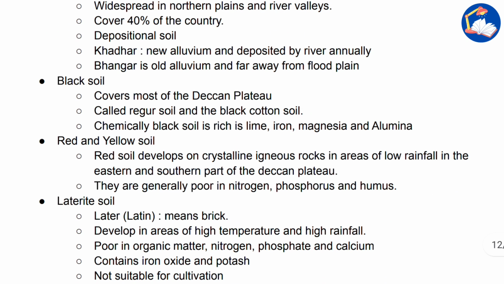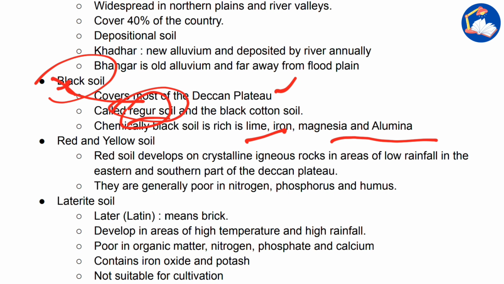Now we come to black soil. It covers mainly the Gujarat regions. Okay, it covers most of the Deccan Plateau, called Regur soil. Regur soil is actually black soil. This question was one of the mock tests which I attempted. There it asked what is the other name for Regur soil. It's actually black soil, and the black cotton soil. Okay, chemically black soil is rich in lime, iron, magnesia, and alumina.